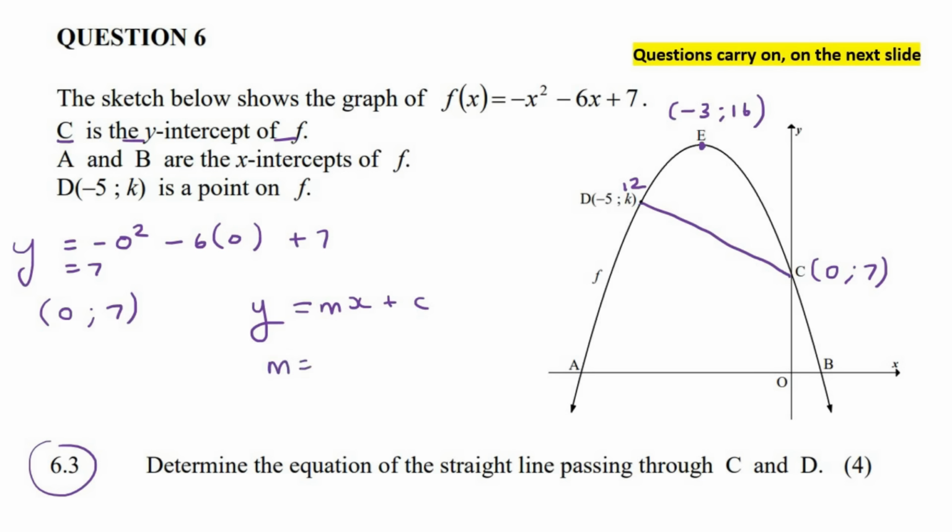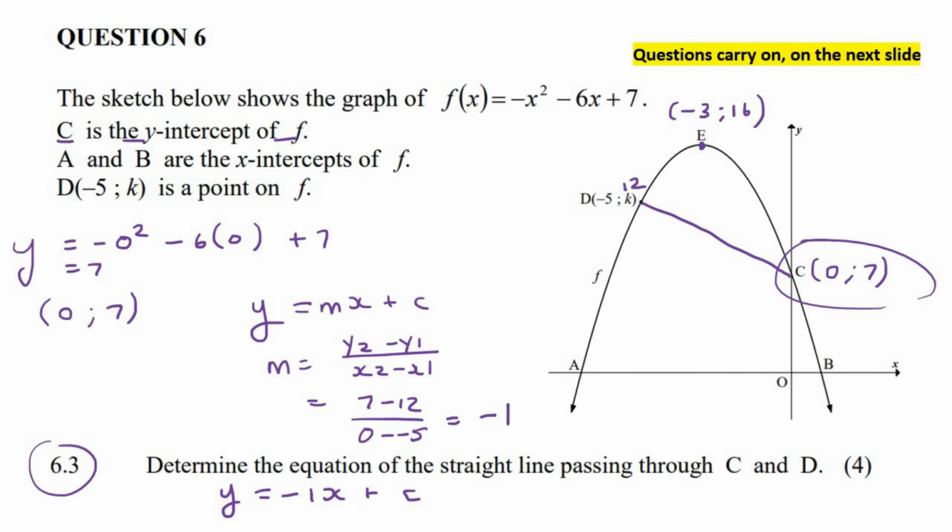Now, to find the gradient, you could use the formula y2 minus y1 over x2 take away x1, and so you could say 7 take away 12 over 0 take away negative 5. If you had to go work this out, you end up with negative 1. And so now we can say that y is equal to negative 1x plus c. Then to find c, you either plug in this point or you plug in this point. I'm just going to choose this one over here. And so you're going to say 7 for the y, 0 for the x, like that, plus c. And so you end up with 7 is equal to c.